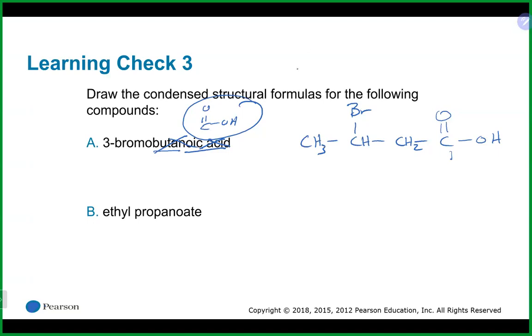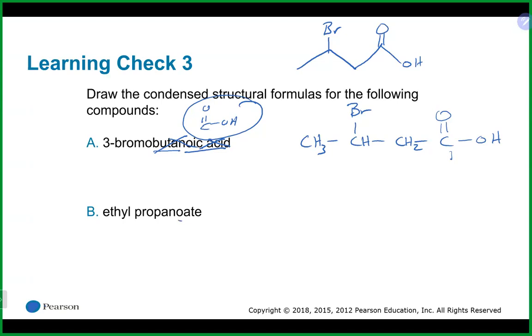Again, if you were to draw more of a line structure there, something like this. Any questions on that one there?